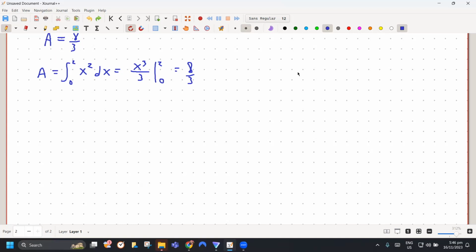Ginamit natin inscribed rectangles. Paano naman yung circumscribed rectangles? Paano yung setup? So, draw the graph. So, copy mo yung graph and then kailangan yung rectangles bigger than the enclosed area. So, paki-set up siya.